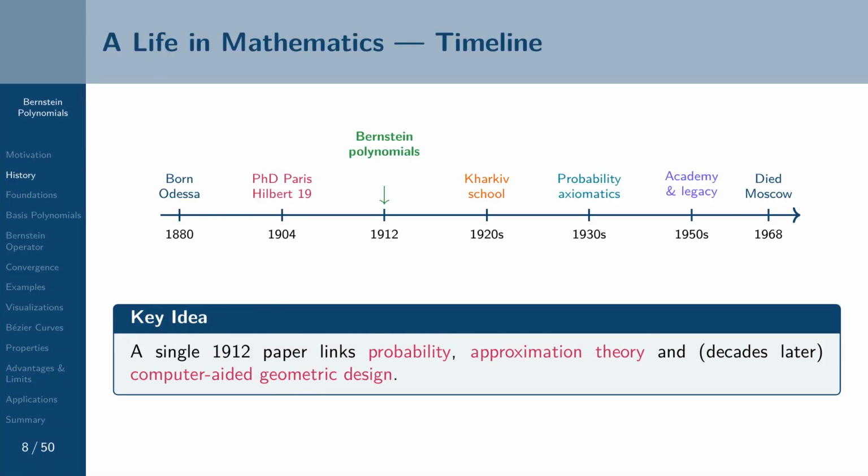This timeline shows how Bernstein's career threads through 3 fields. He was born in 1880. The Paris doctorate and Hilbert's 19th problem came in 1904. The Bernstein polynomials arrived in 1912, the green peak on our timeline. Then came the Kharkiv school in the 1920s, foundational probability work in the 1930s, and a long legacy through the Academy of Sciences until his death in 1968. That single 1912 paper is the bridge between probability, approximation theory, and, eventually, computer-aided geometric design.